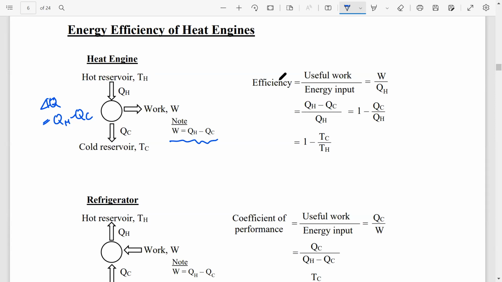This is a formula for efficiency. This is the input. These two are the output. So this is the input. This is the useful output. This is the wasted output. From here, we can then calculate our efficiency. Okay, that is the efficiency of a heat engine.